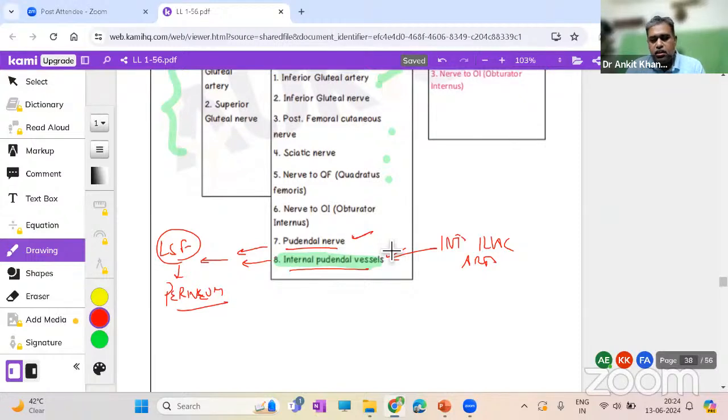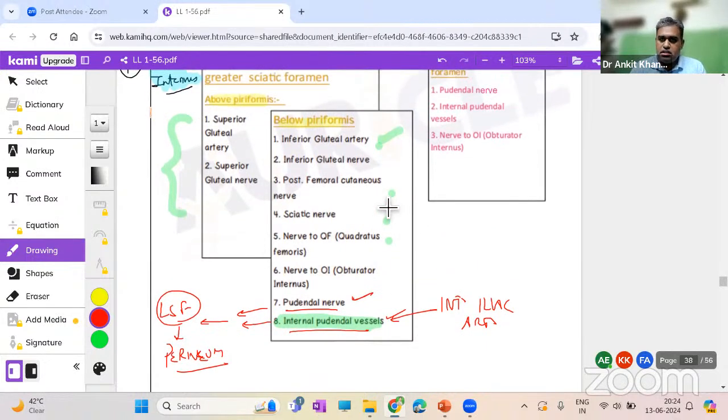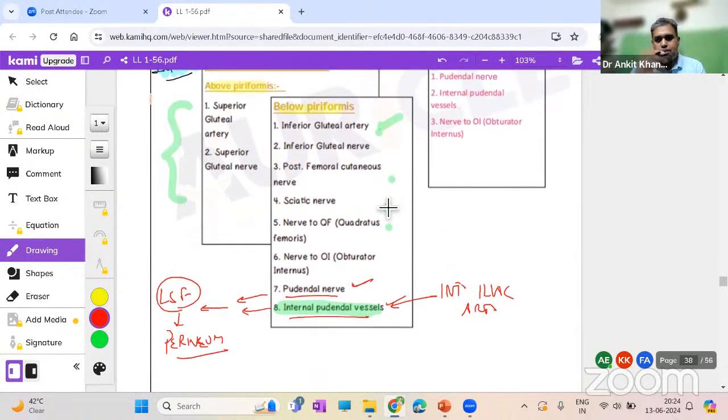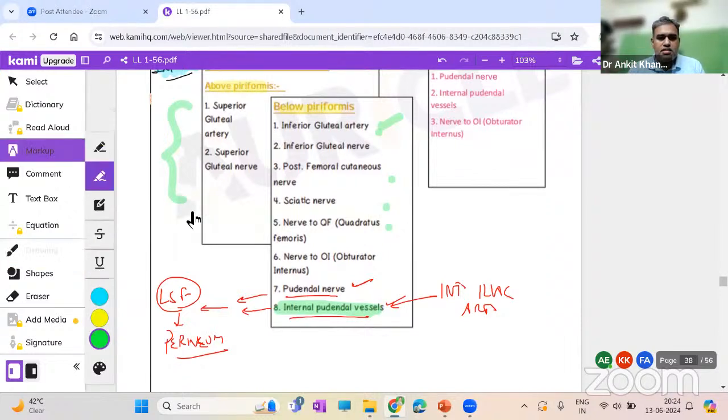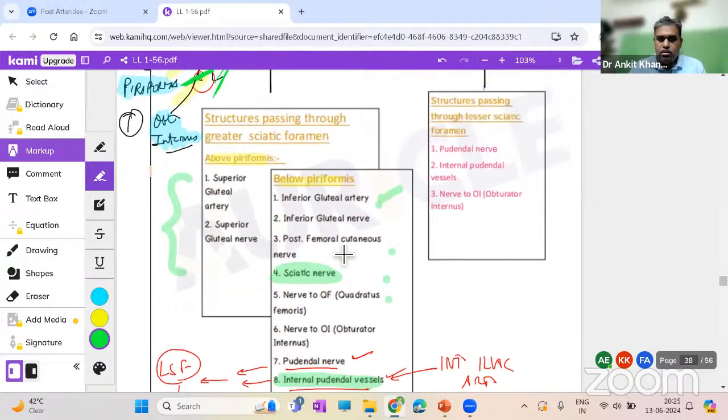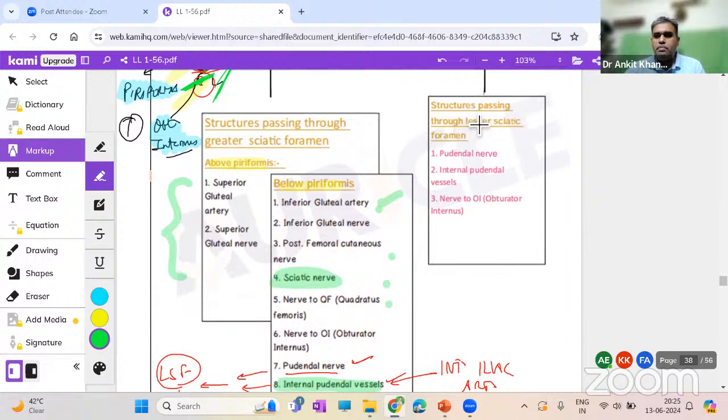I repeat myself. Hear it. You have the key muscle, piriformis. You have a couple of structures going above piriformis, and a lot of structures coming below piriformis. Out of them, one of the major structures is your sciatic nerve, which comes below piriformis. But then you have two other structures, the pudendal nerve and internal pudendal vessels. You might think, what are they doing over here? They are not doing anything here, but later they pass through the lesser sciatic foramen. You can see these two structures enter the perineum.